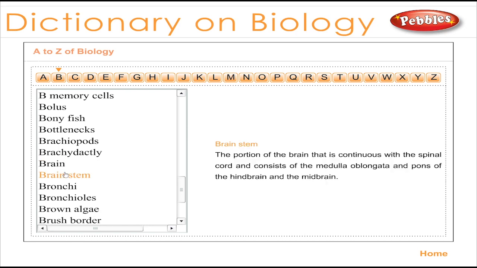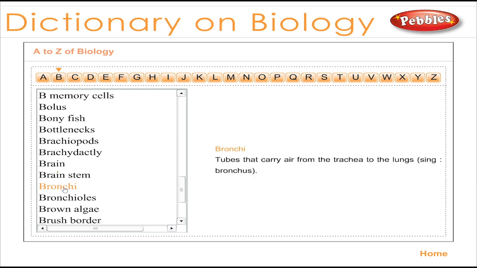Brainstem, the portion of the brain that is continuous with the spinal cord and consists of the medulla oblongata and pons of the hindbrain and the midbrain. Bronchi, tubes that carry air from the trachea to the lungs. Singular is bronchus. Bronchioles, small tubes in the lungs that are formed by the branching of the bronchi, terminate in the alveoli.